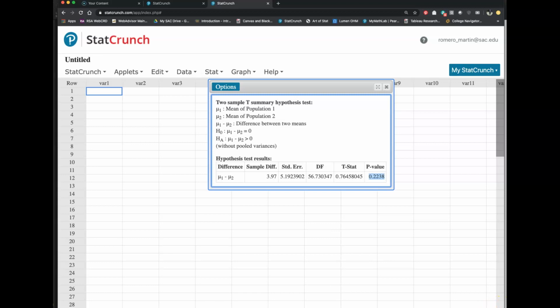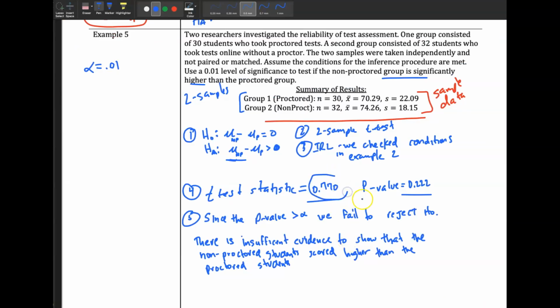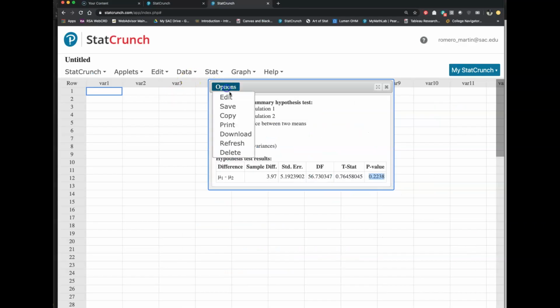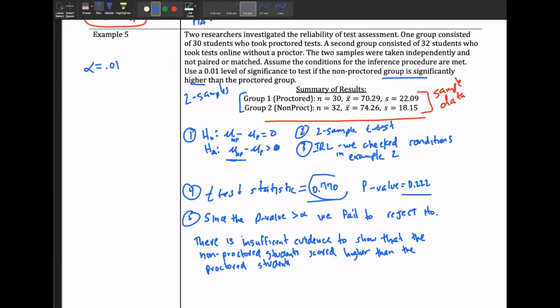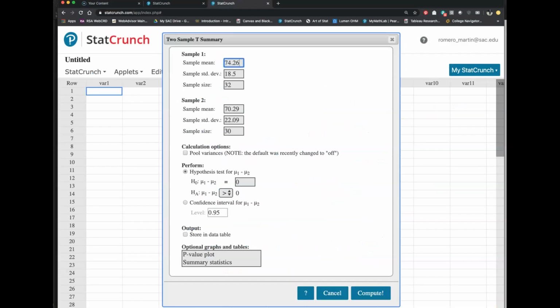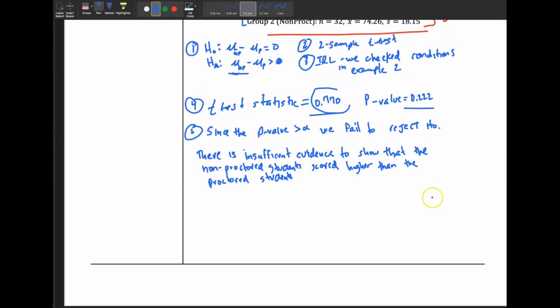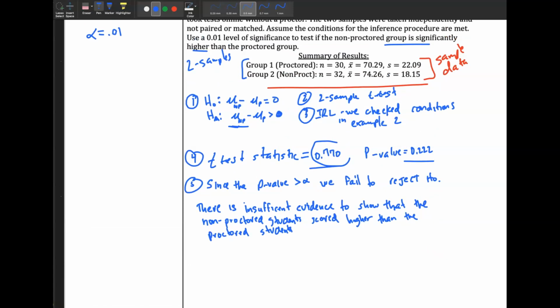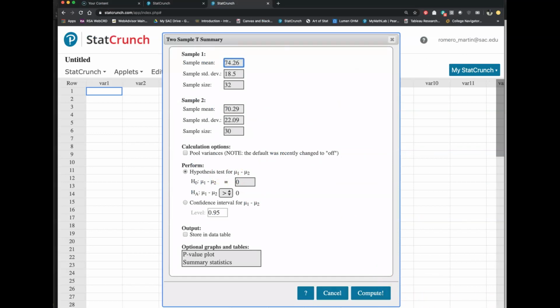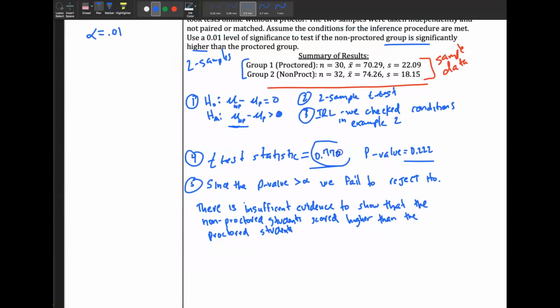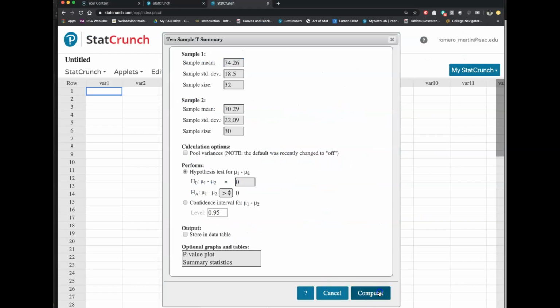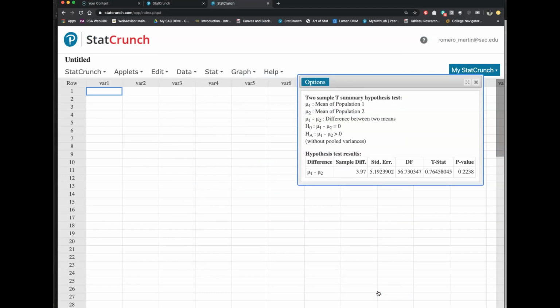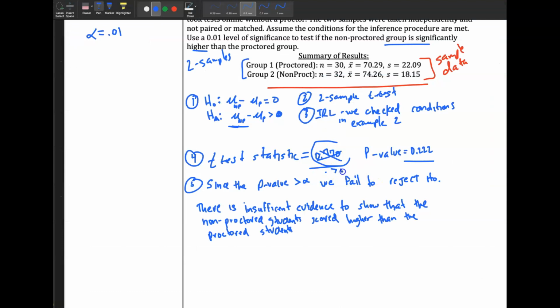Let's double check my numbers here, the test statistic based off of that data. Let's make sure we entered everything correctly. Edit. 74.26, this is what you always have to do, 74.26, 18.5 for 32. Perfect. And then we had 70.29 and 22.09 for 30. So the test statistic is a little different. What do we get? 0.224 and 0.765. That's what I get. So the p-value is 0.765, and this is actually 0.224 there.